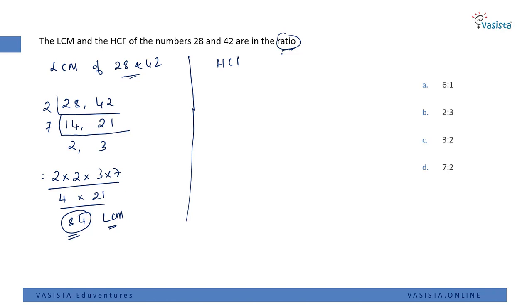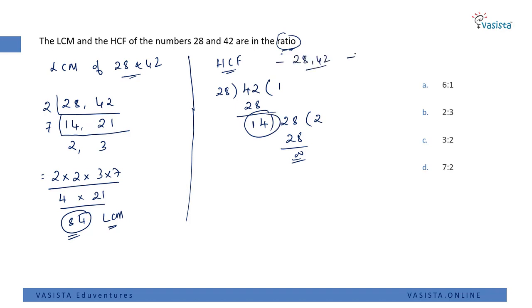Now let us check out the HCF. To find the HCF, we go with the division method. Let me divide 42 by 28. 28 1s are 28, 42 minus 28 is 14. Next, from 14 you need to divide 28: 14 2s are 28, so now the remainder is 0. So 14 is the HCF of those two numbers.